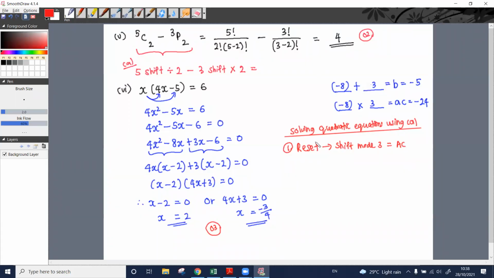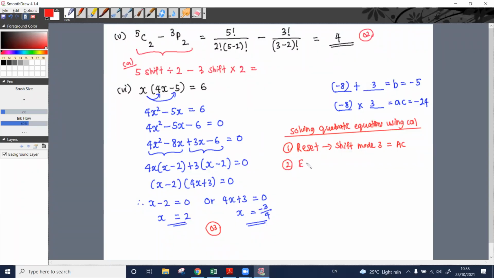Once you reset, there should only be letter D on the display. Right? Only letter D should be there on your display if you have reset it. Then the second step is what?